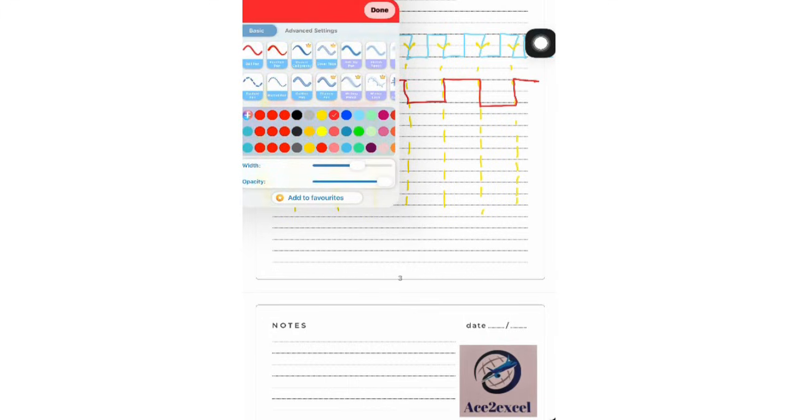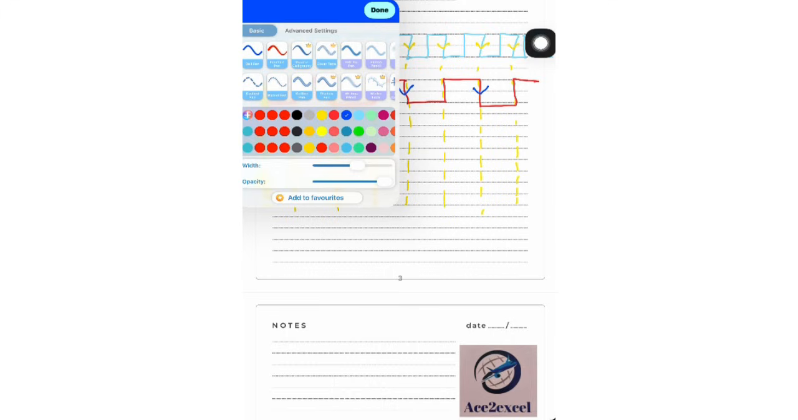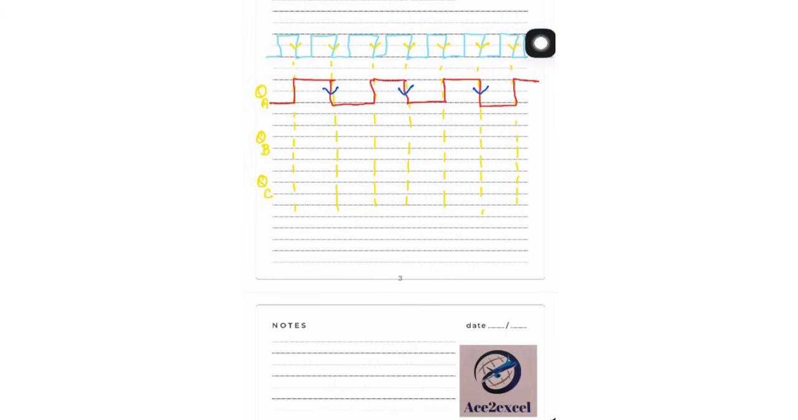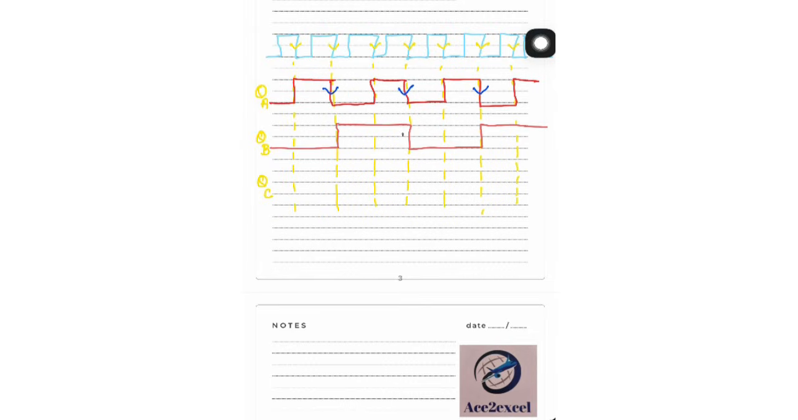Now, when we have the very first clock pulse, we need to mark its negative edge. This is the negative edge of QA. QB will change its state at the negative edges of QA. So, the timing diagram of QB is as follows. Then comes the turn of QC. QC will change its state on the negative edge of QB. So let us mark the negative edge of QB. Now the turn of QC.